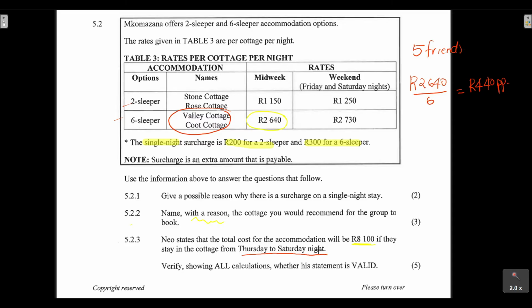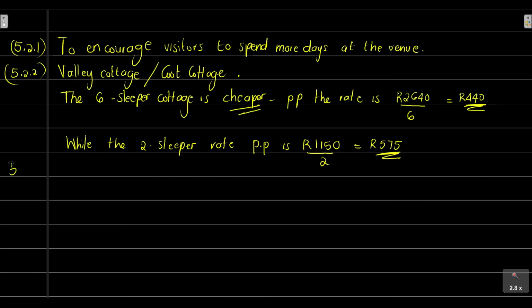Okay, so what do we need to do? We need to determine how much they'll pay for staying there from Thursday to Saturday, taking into consideration the different rates for the different days of the week. They're staying there on Thursday. So I'm just making some rough notes. How much will they pay for Thursday? How much will they pay for Friday? And how much will they pay for Saturday?